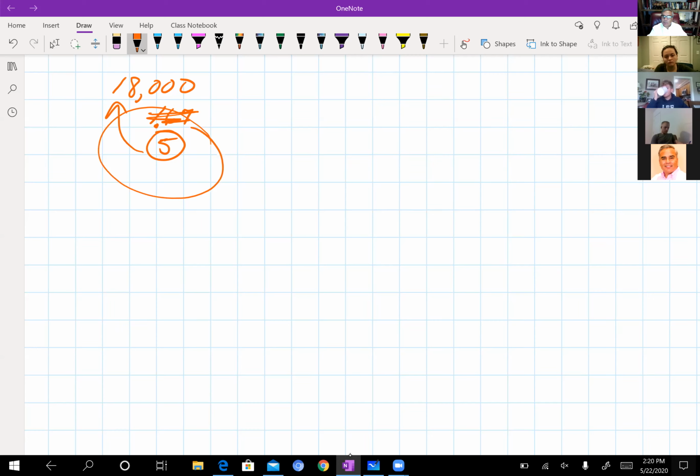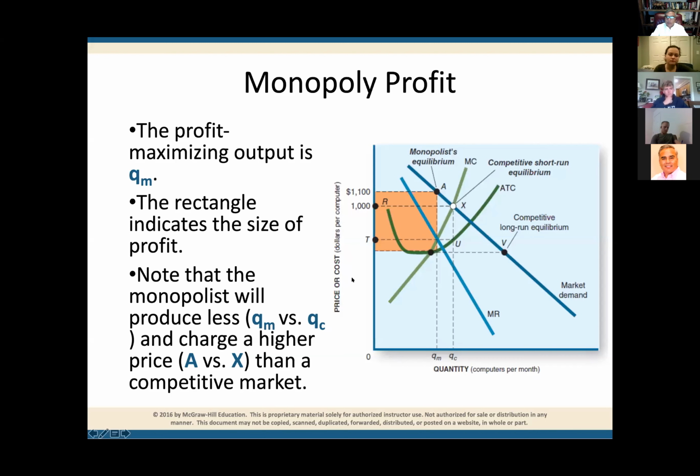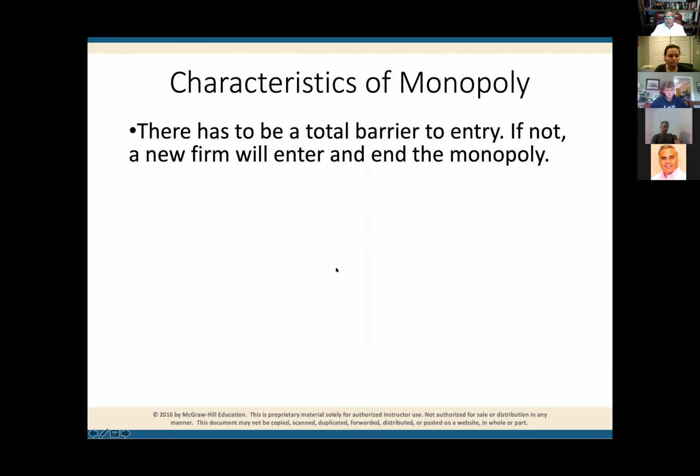So that's the problem with monopolies. A monopoly is an imperfect market, and they don't care about anybody else. They only care about themselves, and how they can maximize their profits. They always maximize profits by producing at the point where marginal cost equals marginal revenue. So right here, the company is making money.